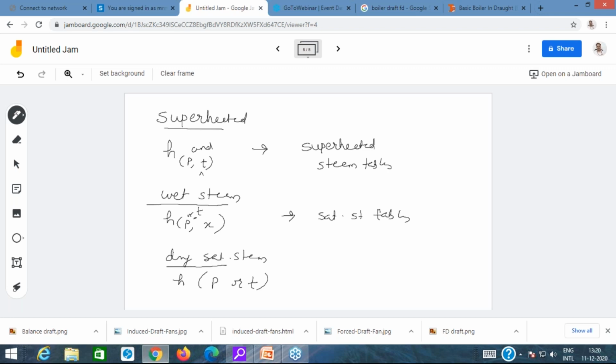You'll find that these tables are available in the market, or you can also use the online tables. So this I hope it is clear to you. All of you are comfortable with looking at the steam tables? Any doubt in referring to the steam tables?